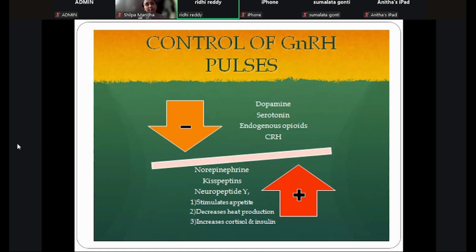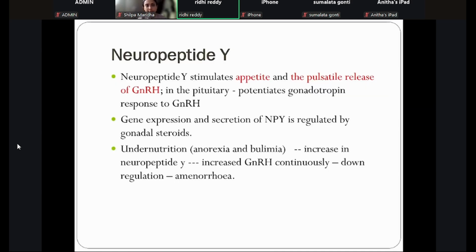These are controlled by neurotransmitters like dopamine, serotonin, opioids and CRH. They exert an inhibitory effect on GnRH pulses, whereas norepinephrine, kisspeptins and neuropeptide Y activate the GnRH pulses. Neuropeptide Y stimulates the appetite and also activates the pulsatile release of GnRH. We all know that GnRH should be released in pulses. Whenever it is released in pulses, only then do we attain puberty.